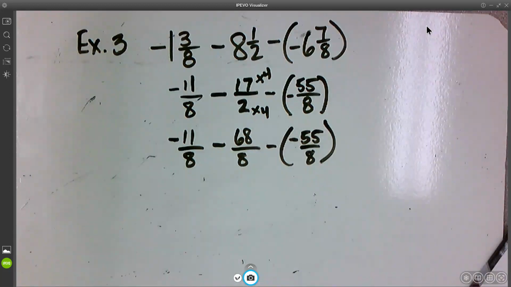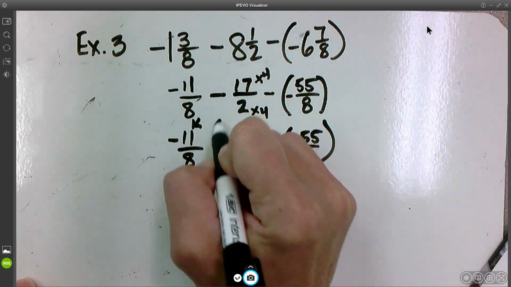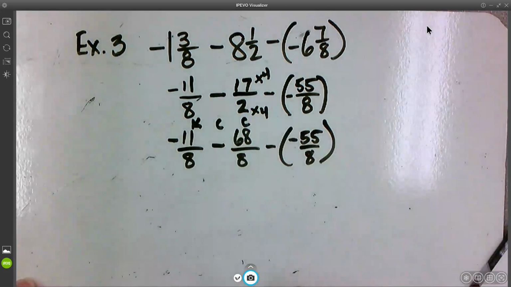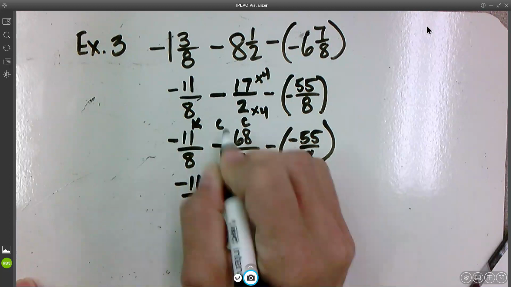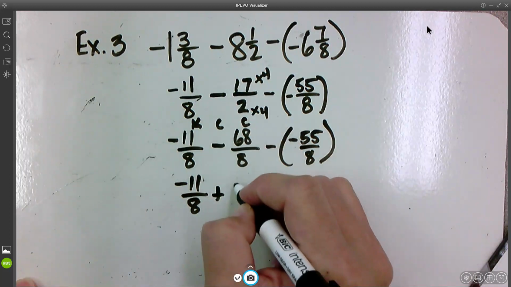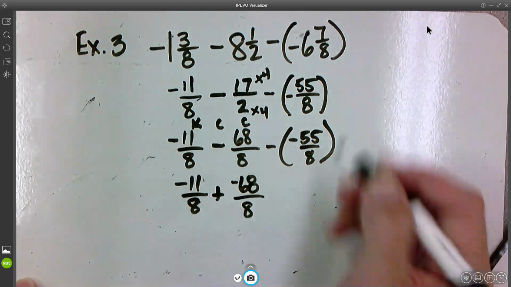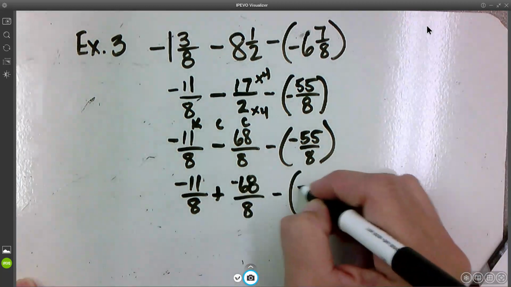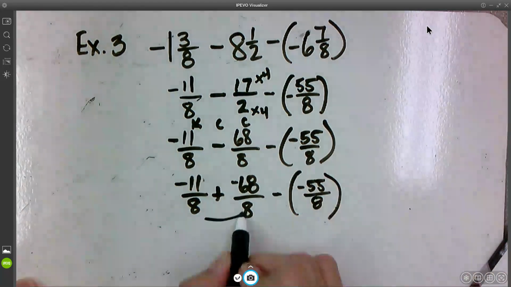Now that we have all of the same denominators, I can go ahead and do our keep, change for our first fractions. And this would keep this negative 11 over 8, change our minus to a plus, and change our positive 68 to a negative 68 all over 8. And then we can bring this all down. And we'll come back to that in a little bit. We're going to take care of these 2 first.